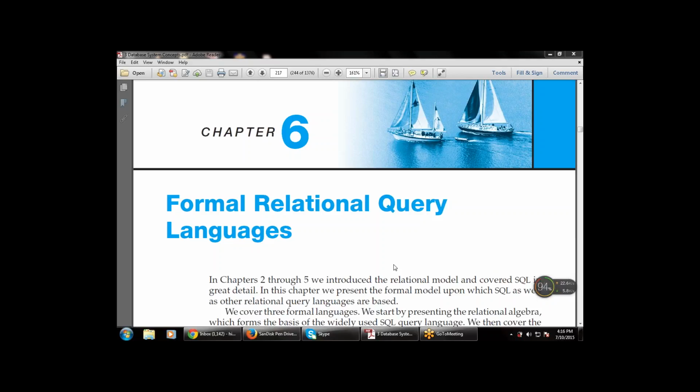Today I am going to continue with the same module, that is database design concepts, and the same chapter, chapter number 6, the formal relational query languages. That is, what are the various formal relational query languages and what is their role.